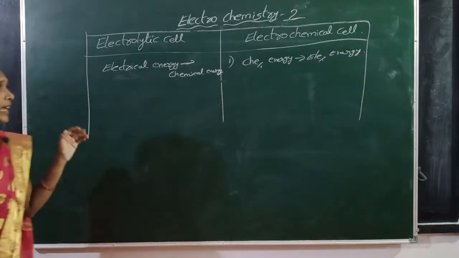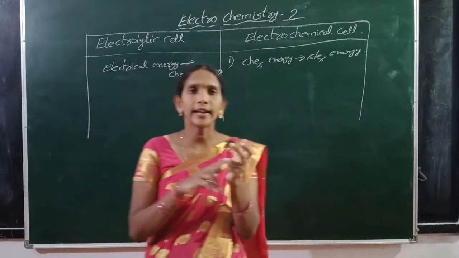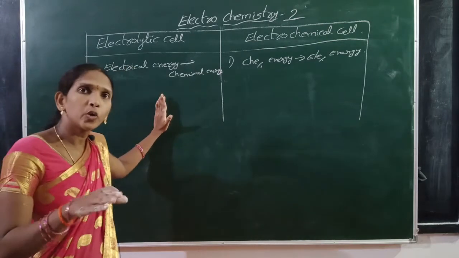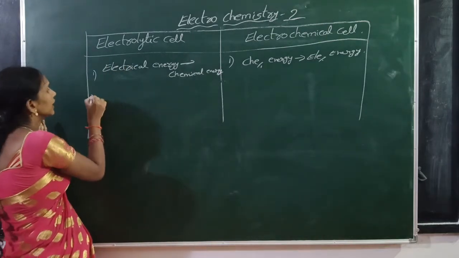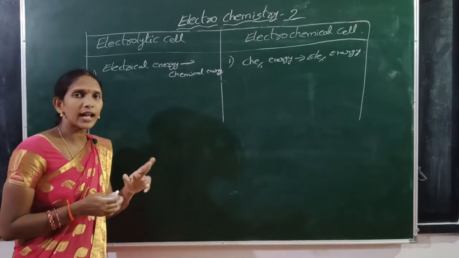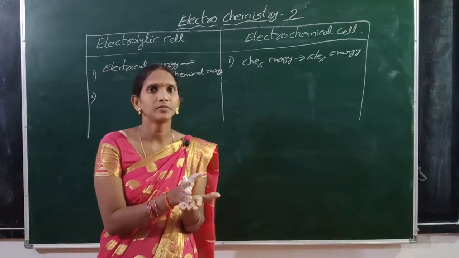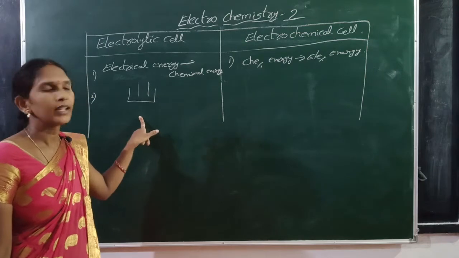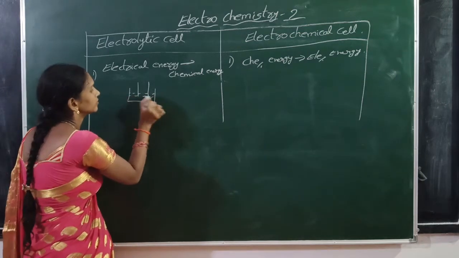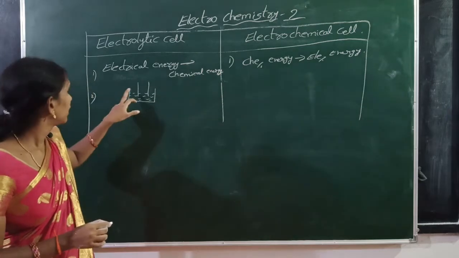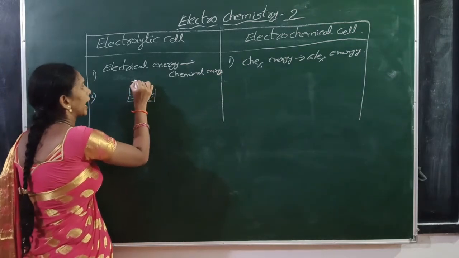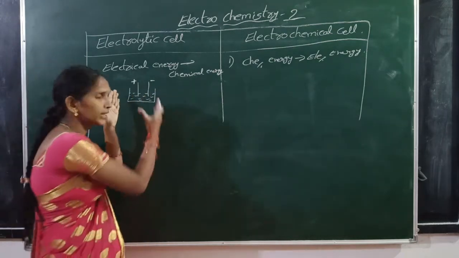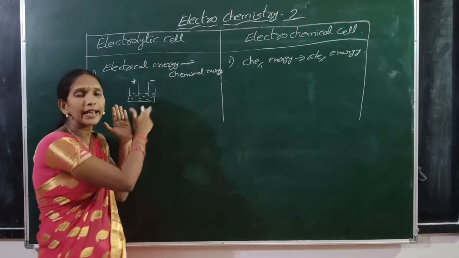Electrochemical cells have both anode and cathode present. Two electrodes are present. In an electrolytic cell, two electrodes are dipped in the same container having an electrolyte, that means a solution. Here one is the anode and another one is the cathode.